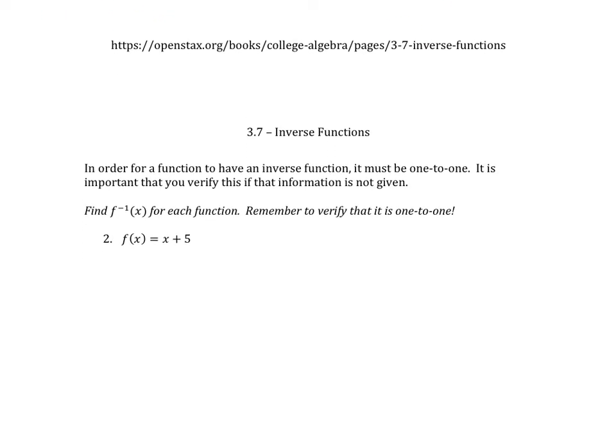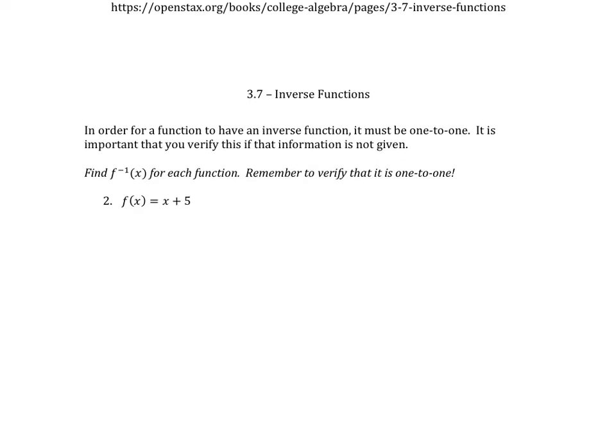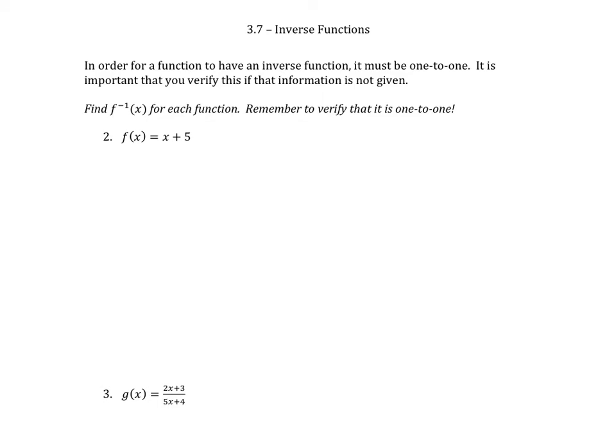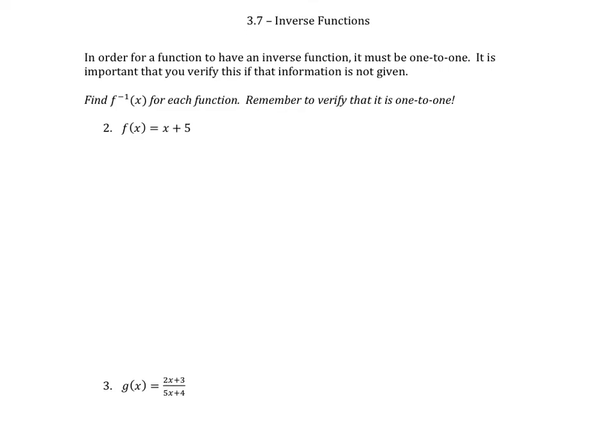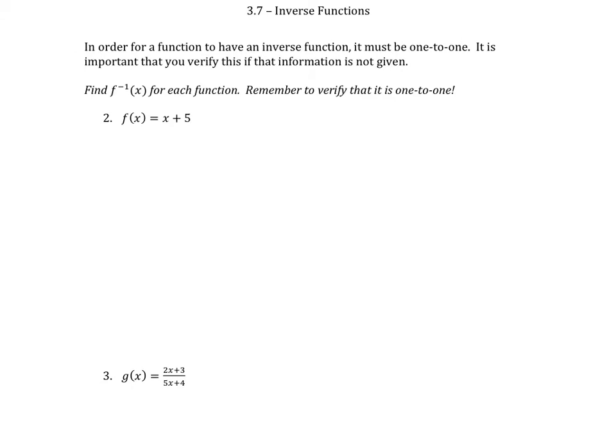Okay, so the next part, in order for a function to have an inverse, it must be one-to-one. It's important that you verify this if the information is not given. So in your homework, if it tells you that it's a one-to-one function, you don't have to do anything, you just go ahead and find the inverse. If it doesn't tell you though, you have to make sure you realize, well, is it a one-to-one function or not? You have to verify that somehow for yourself.